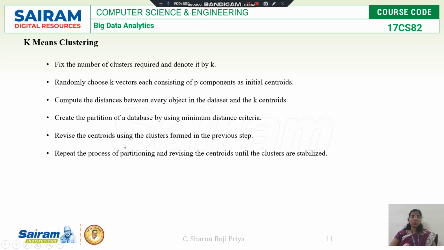And revise the centroids using the clusters formed in the previous step. Repeat the process of partitioning and revising the centroids until the clusters are stabilized. So these are the steps of K-means clustering.